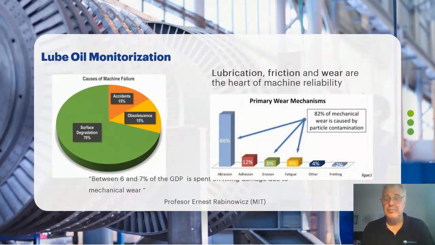Scarier values can be seen below, where 6 to 7% of the gross domestic product is spent on fixing damage from mechanical wear. And if we add to this another 3.1% due to corrosive wear, we are actually talking about 1/10 that is spent on wear contamination issues. I'd say it is quite worth it to give some attention to keeping the oil clean and in optimal working conditions.